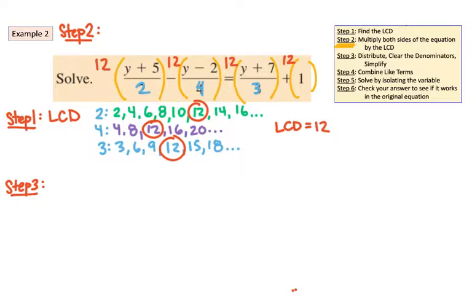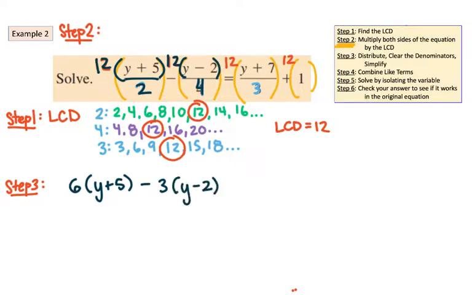So look at the first term. 12 divided by 2 is 6, and we still have the y plus 5 left over. 12 divided by 4, in this case we've got minus 3, and I still have the numerator left over, y minus 2. Then on the other side of the equation, 12 divided by 3 is 4, and I've still got the top part left over, that's y plus 7. And then lastly, the last term is 12 times 1. There's nothing divided, so we can just leave it as that.